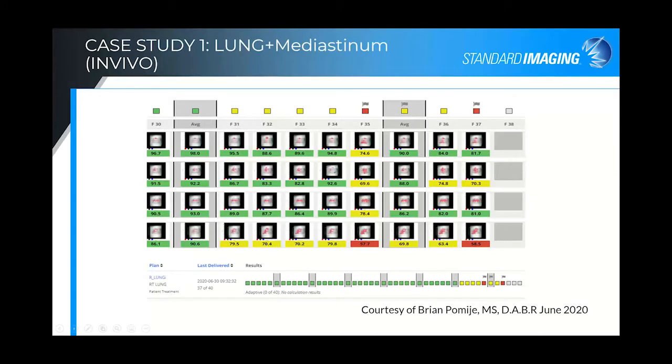So here are some screenshots from the first case study I would like to share with you. It's lung and mediastinum. This case was first presented in more detail by Brian Pomager during a Standard Imaging sponsored webinar last summer. The recording should still be available on our website if you want to review that case in more detail. This case was evaluated using the in vivo module, so that's where I wanted to begin.